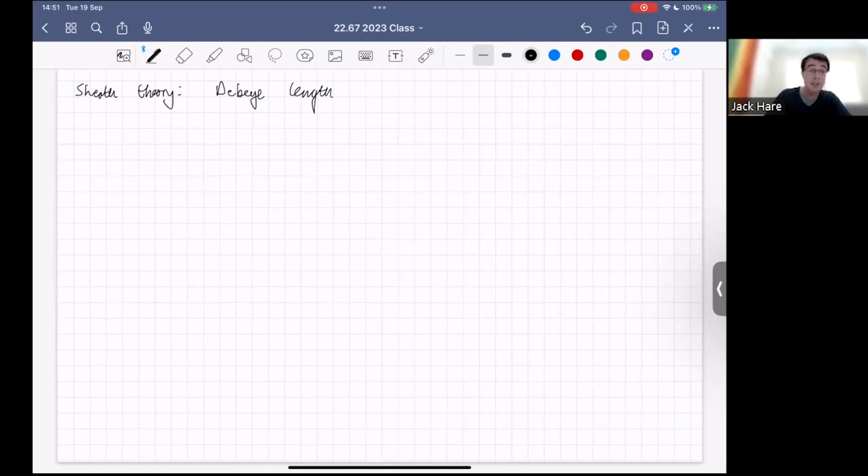I never quite remember how to spell Debye. I may have put an extra E in there. Okay. So this is often written as lambda Debye. It's equal to, in SI at least, (epsilon naught T_e over e squared n_e) to the half. It's an important length scale for sheaths.